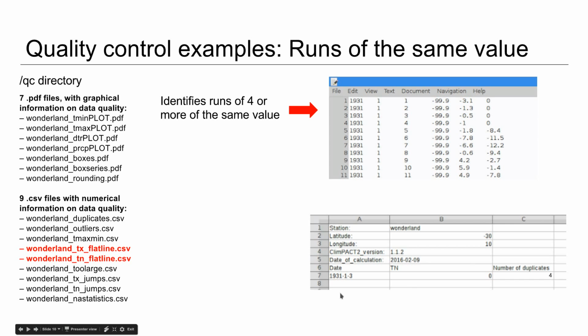This has been flagged as suspicious, and in the flatline.csv you can see the date where this occurs, the value that's repeated, and the number of times it's been repeated. So any time that there's 4 or more of the same value, that gets recorded, because, while it's possible that that's happened, it's extremely unlikely that you get exactly the same value 4 days in a row or more. And again, there's one file for TX and one for TN.